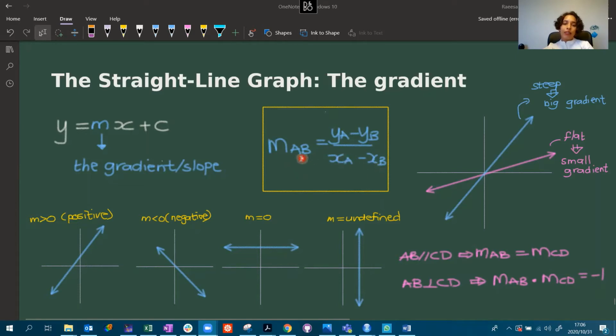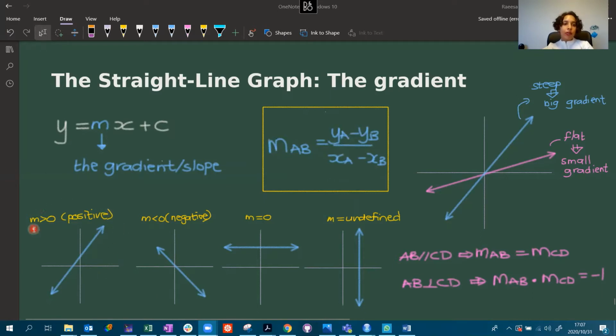Now, would it make a difference if you said YB minus YA over XB minus XA? No, it wouldn't, as long as you're consistent with the one that you are starting with. So you can get your gradient either by looking at the straight line graph equation or by calculating it given two points. So let's have a look at the different ways that we can interpret the gradient.